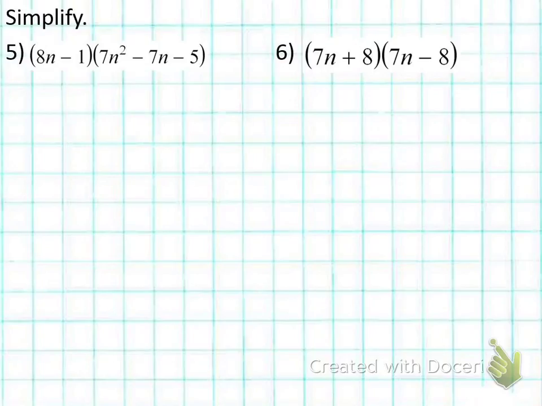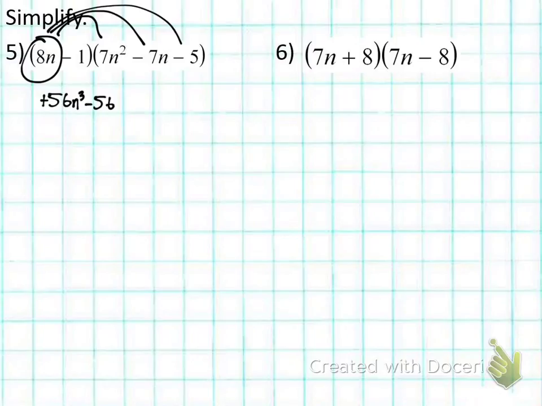Continuing on, we have to distribute this 8n across to each of the subsequent terms on the other expression. So we have 8n times 7n squared. 8 times 7 is positive 56. Okay, n times n squared is n cubed. Then we have 8 times negative 7 is negative 56. N times n is n squared. Then we have 8 times negative 5 is negative 30. Oh wait, 8 times negative 5 is negative 40. And we have an n times nothing is just negative 40n.